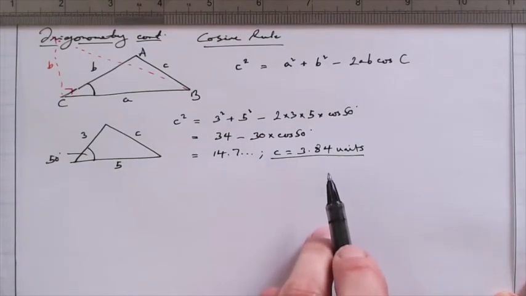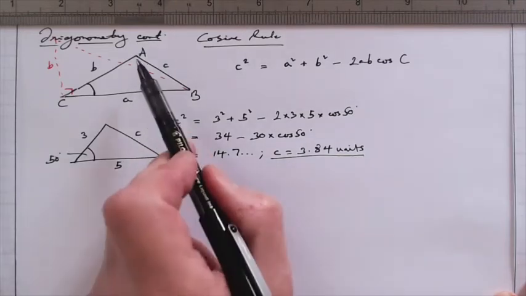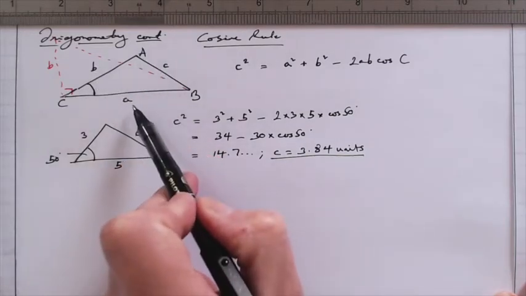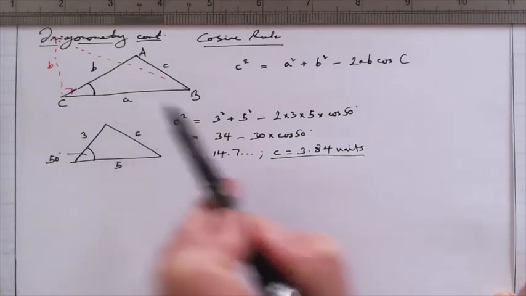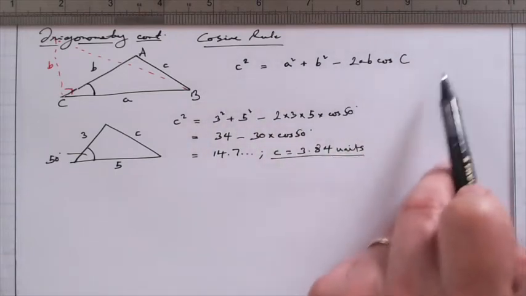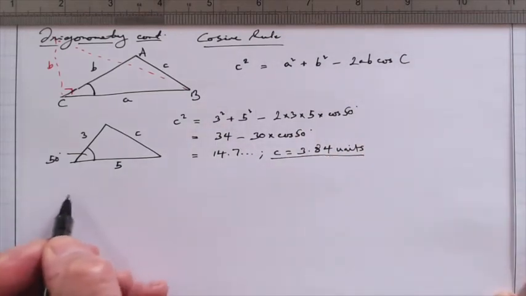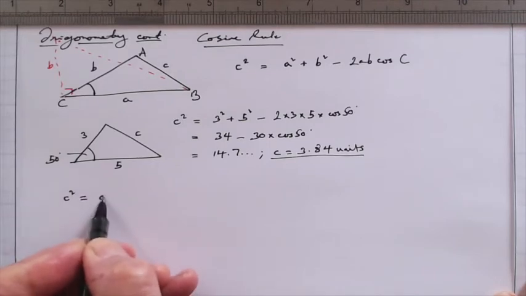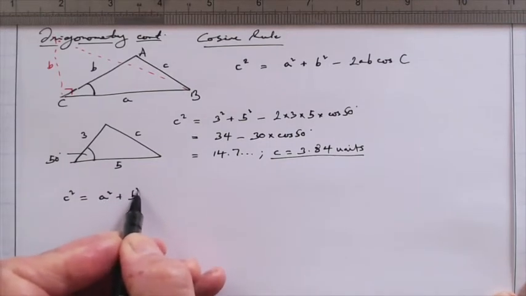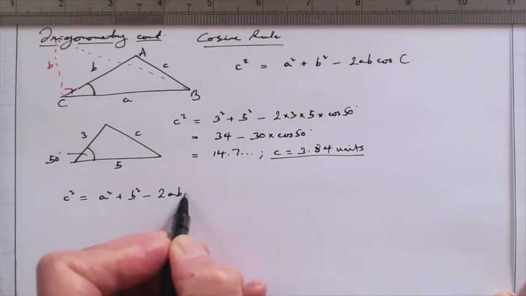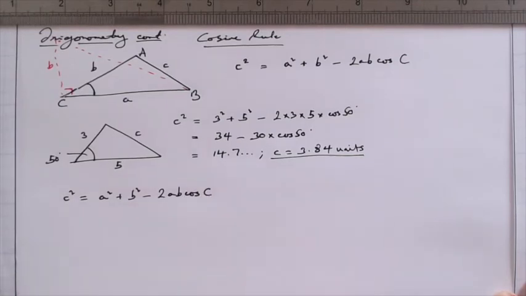Now, an alternative is that you might know the 3 lengths, but then be asked to calculate an angle, and you can actually rearrange the cosine rule to cope with that case. So let's take this cosine rule and just do a little bit of algebra on it. So I have c squared is equal to a squared plus b squared minus 2ab cosine c, and this will be a good exercise in rearranging equations.